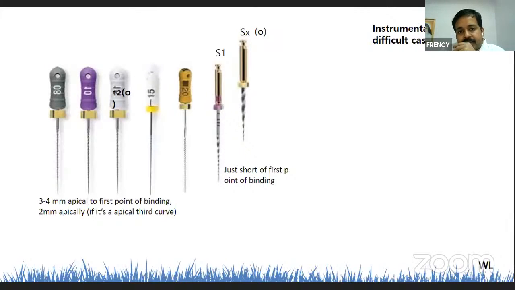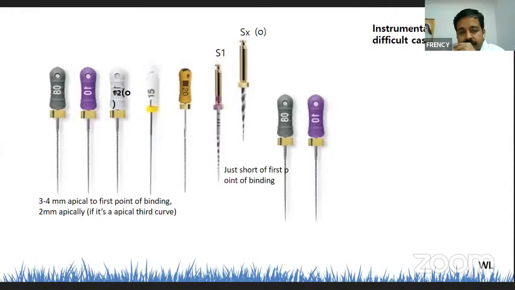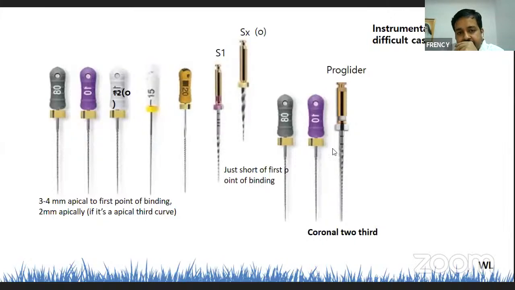Then you can use SX for coronal orifice enlargement if you need, just 3 to 5 millimeter in the coronal aspect. Then again, go with the K file into the mid-root region. Do not rush with the hand file into the apical third, because sometimes it may push the pulp tissue into the apical third. Go in a stepwise manner, especially in case of vital pulp. In a non-vital tooth, it may push the debris also. So always go in a stepwise manner.